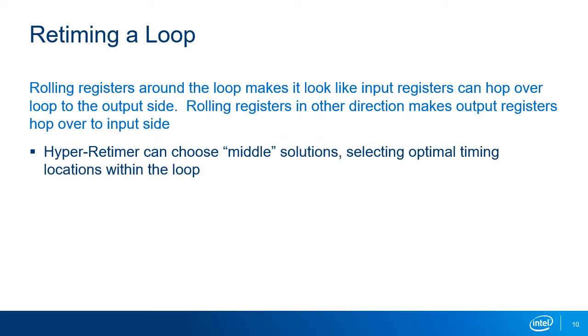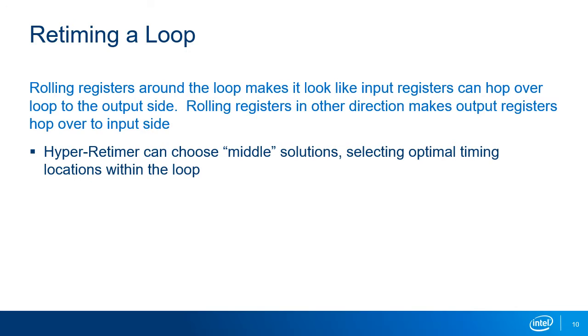Though the hyper-retimer cannot change the number of registers in the loop path, it is free to retime registers clockwise or counterclockwise around the loop. This it may do to improve the loop's performance. If a register is retimed completely around the loop in one direction, it makes it appear that the output registers to the loop jump over to the input side.